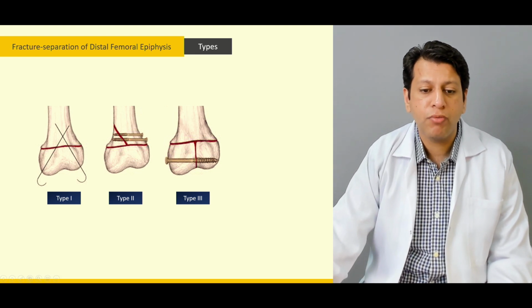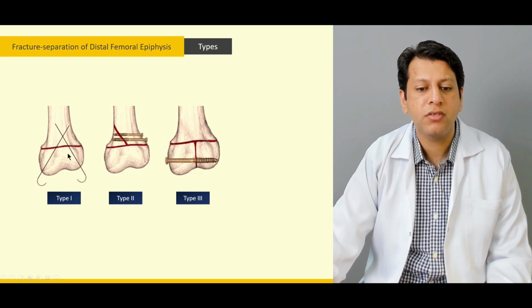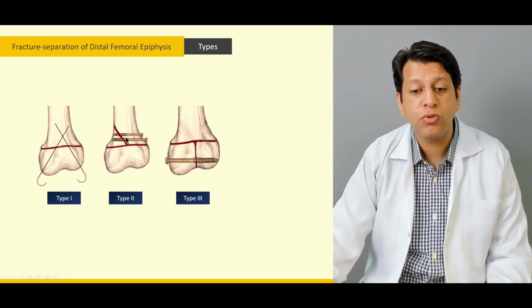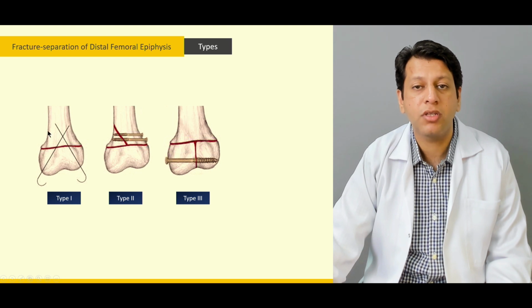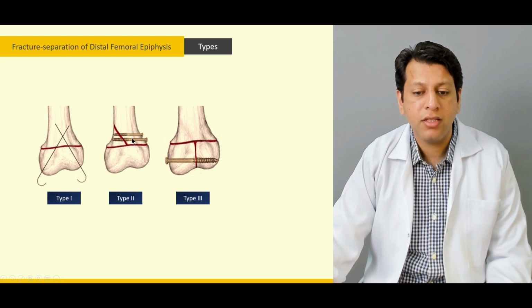Now if you see it over here, the smooth K wires can only be passed through the physis because they do not damage the physis. Whenever we are passing screws, we have to make sure that we do not pass the screws through the physis because they are going to damage it. Either you pass it like this or you pass it like this.